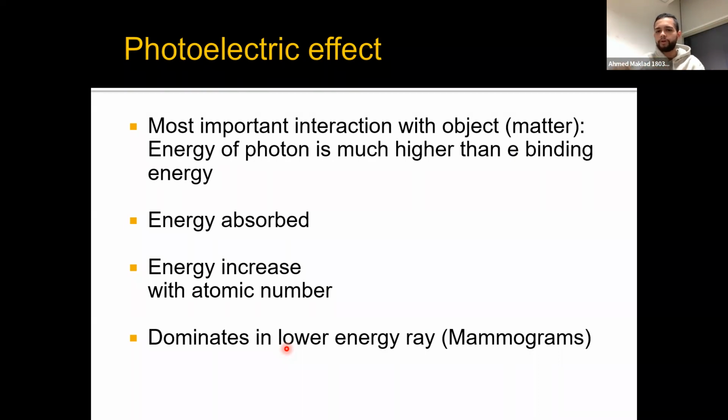We'll come back to this. All right, we'll come back to it, but let's just talk about the photoelectric effect first. The most important interaction with the object: the energy of the photon is much higher than the electron binding energy. Energy is absorbed.